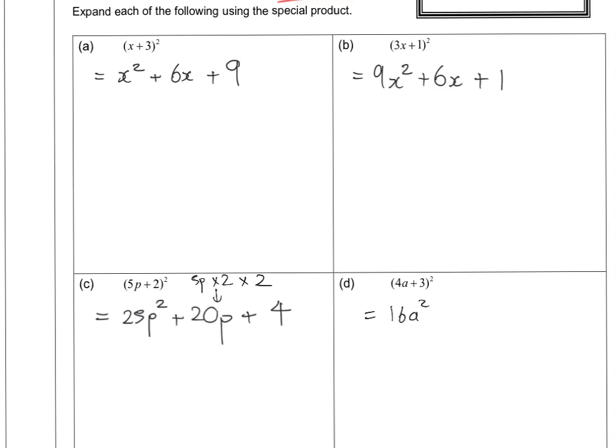Daniel, what is the middle term? 24a. How do you get 24? Just say out. 2 times 4 times 3. Yes, 2 times 4a times 3. In your head, 8 times 3, so 24a. Lufil, what's the last term here? 3 squared. That's 9.